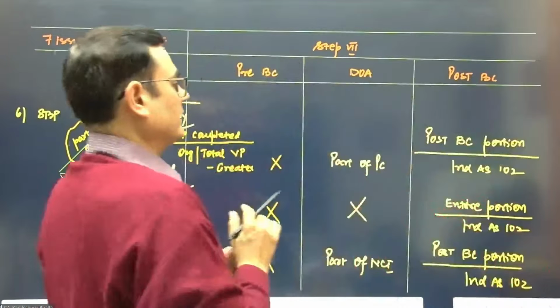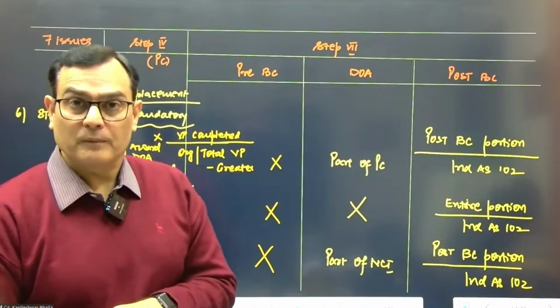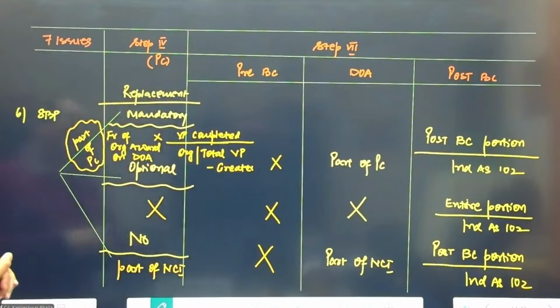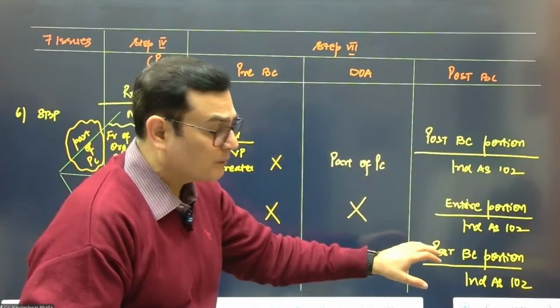Wonderful. So I think this takes care of the inputs in terms of issue number 6, that is share-based payment. You need to filter in terms of mandatory, optional, or the case of no replacement, and accordingly map whether it's a part of PC or a part of NCI. And 102 is going to be a common accounting for all the permutations and combinations.